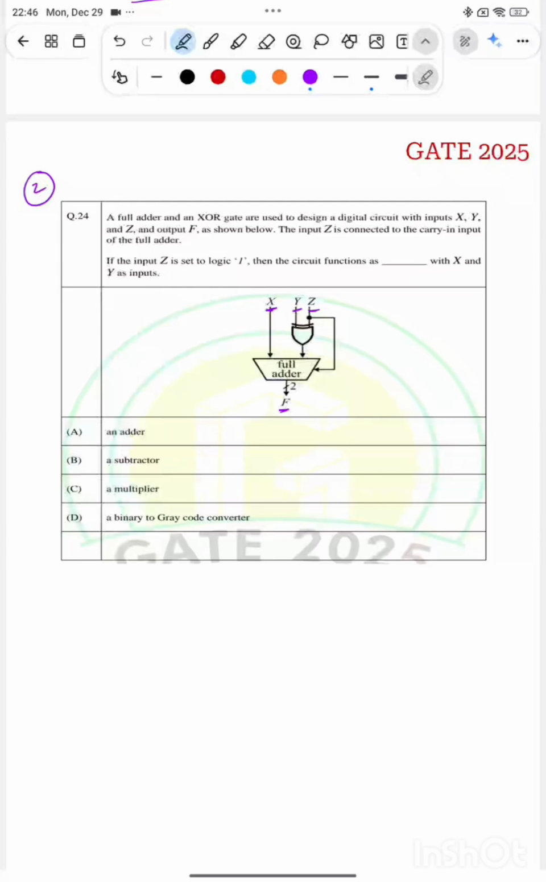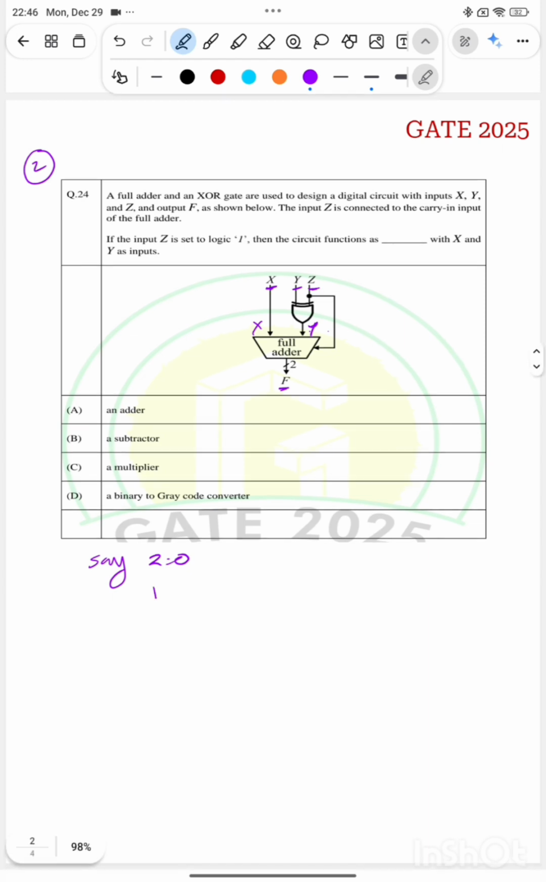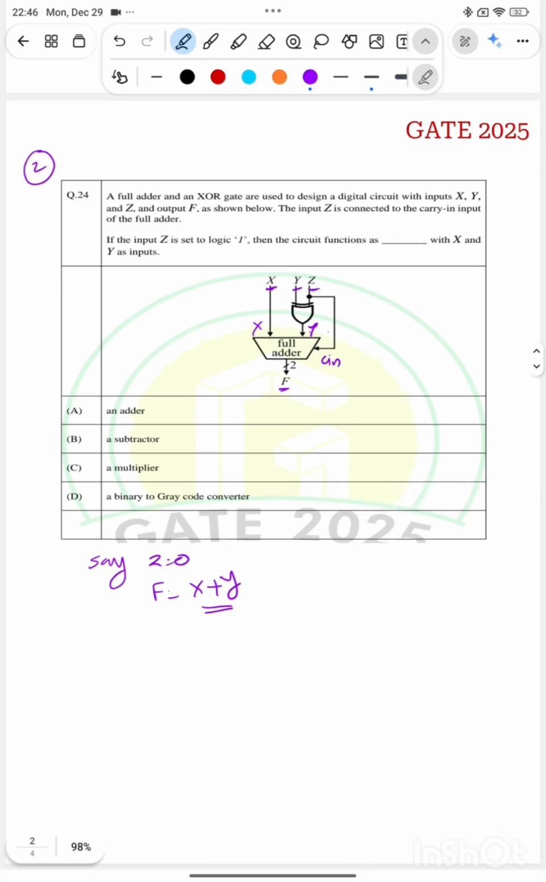So what happens here? So suppose z is 0, okay. So what if z is 0? I have input here x, and what is the input here? Input here is y XOR z, which will be equal to y, right? So f will be equal to x plus y, okay, and this is Cin, right? So Cin is equal to z equal to 0, okay.